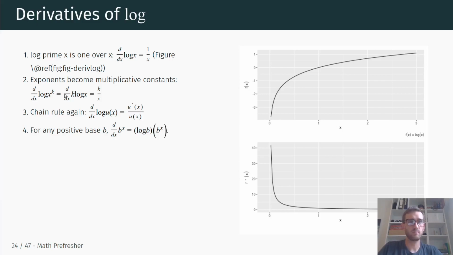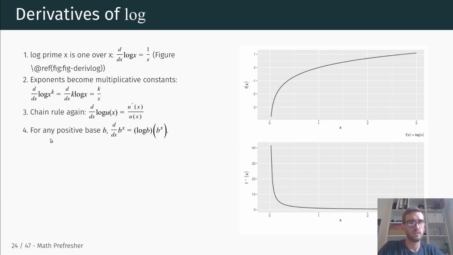And as soon as we have exponents, so if we have d dx log x to the power of k, then if you remember the logarithm rules, we can pull the k in front of the log and use the basic constant rule. We also have oftentimes, if we have the log of a function like log of u of x, we have to use the chain rule. So the derivative of log of u of x is u prime of x divided by u of x.